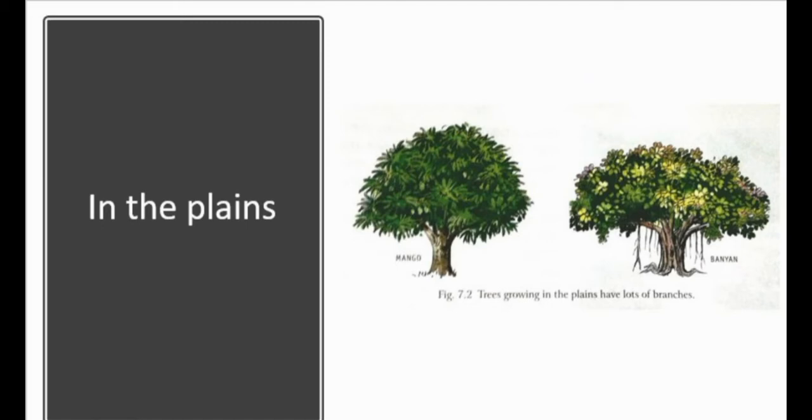Now the tree in the plains. Trees like mango tree, banyan tree, shisham and peepal, these are the trees that can be found in the plains. Trees have lots of branches and these trees can bear the heat but shed their leaves during winter.